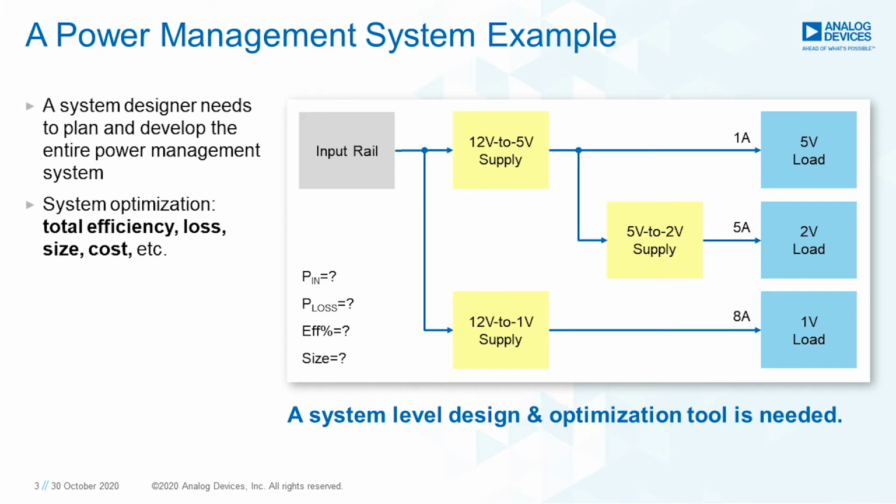The power tree diagram is a nice way to visualize the architecture of a power system, shown here with the main input supply on the left, the individual power elements in the middle, and the loads on the right. You can quickly see the voltages and current requirements of each load, and you can start to explore the system-level performance metrics, including total efficiency, power loss, thermal performance, board size, and system cost.